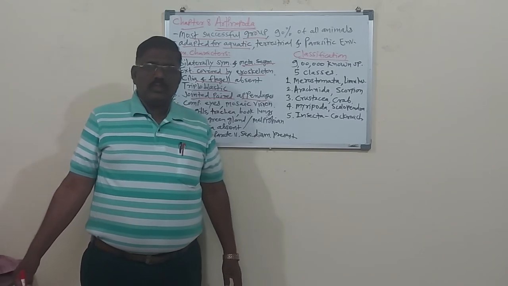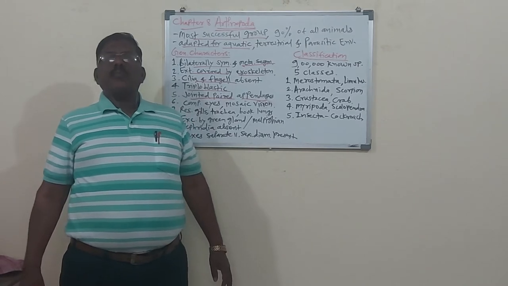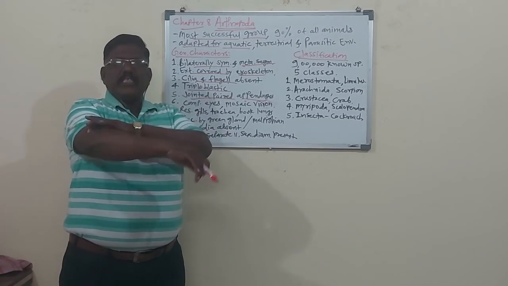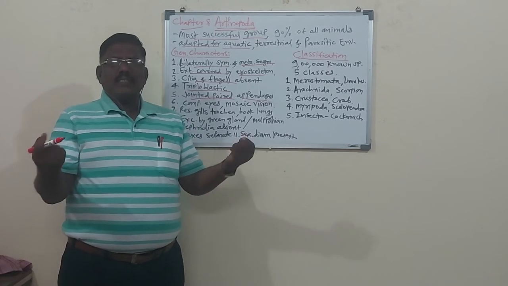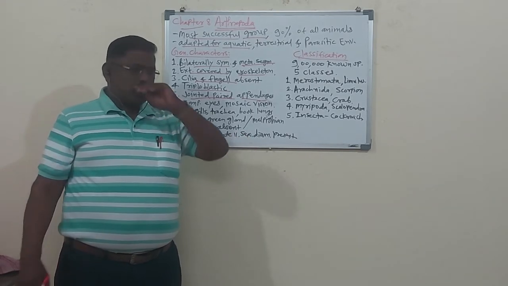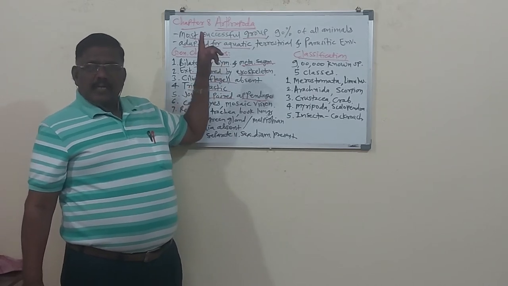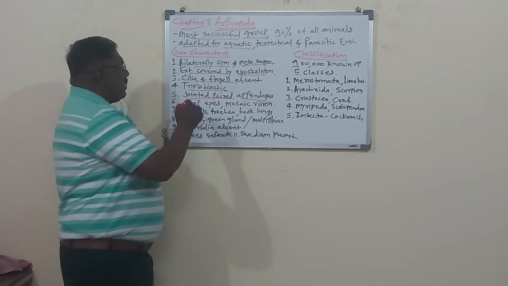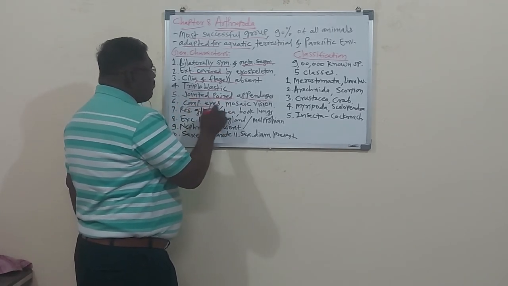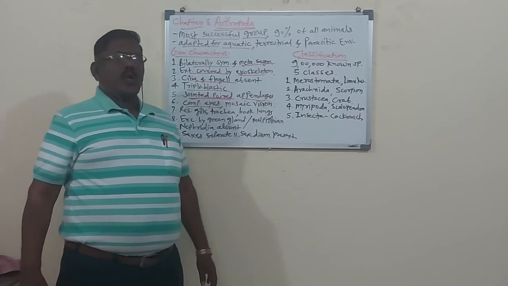Arthropods: tadni astat baka. Hadachi tadni je astat tyanla apan arthropods mhanto. Manje joints che tadni. The joints, the leg joints, the hand joints and all the joints, backbones. So remember here, arthropod is named by the Arthropoda, meaning jointed legs. Remember, jointed legs and compound eyes are the most important features of the Arthropoda phylum.